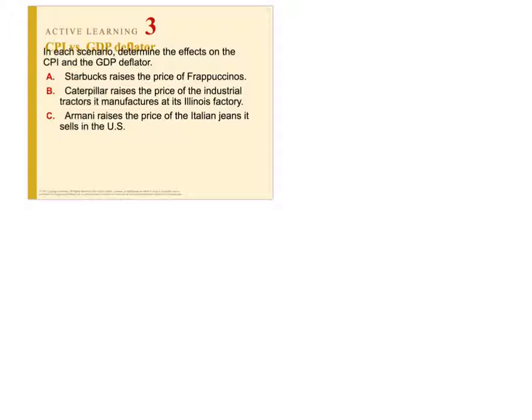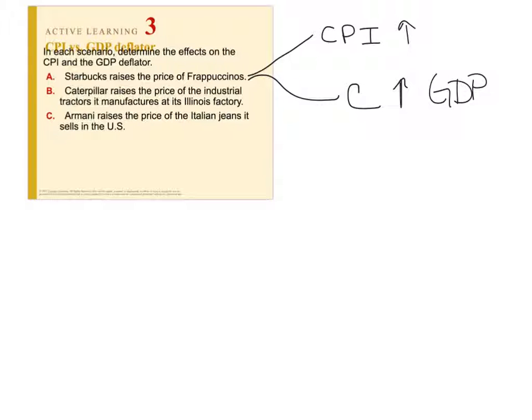So the first one, Starbucks increases the price of Frappuccinos. Well, in the Consumer Price Index, would Frappuccinos be considered? Yes, because consumers spend money on that. So the CPI would increase. And looking at the GDP deflator, we know that consumption, when people purchase Frappuccinos, would increase. Therefore, the GDP deflator would be increased as well. All right, let's look at the next one.